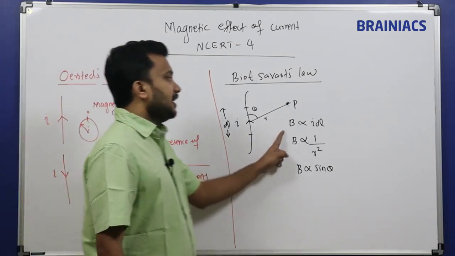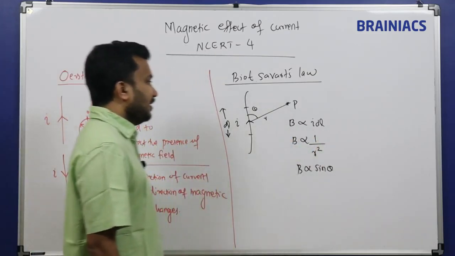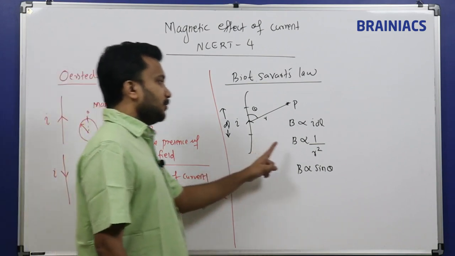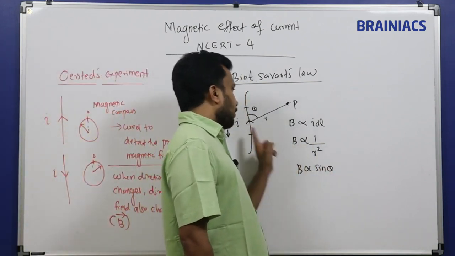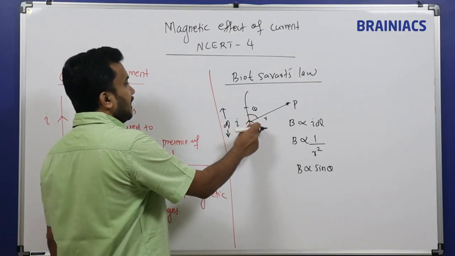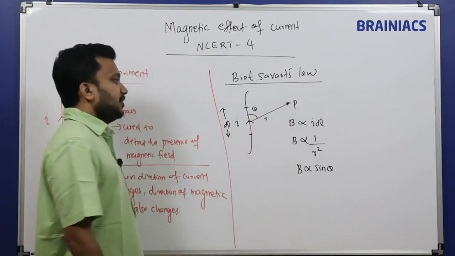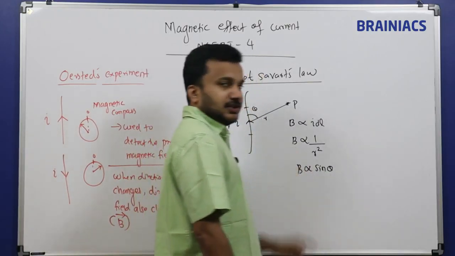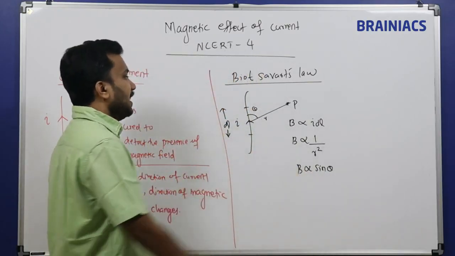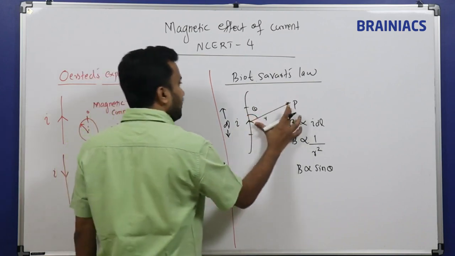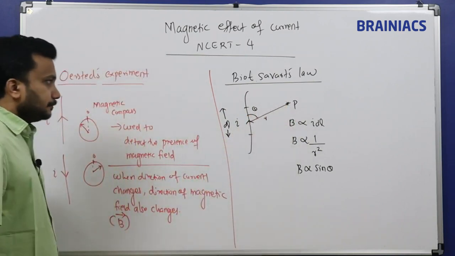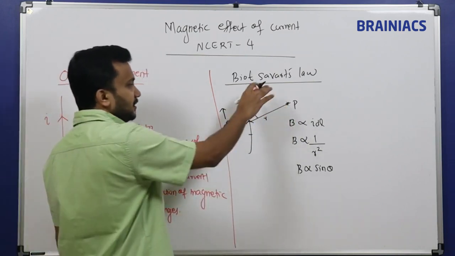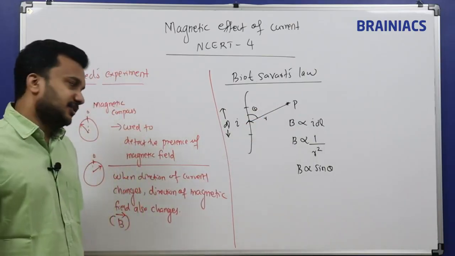So magnetic field is directly proportional to Idl, the current element. Magnetic field is proportional to 1 by r squared, the square of the distance between the current element and the point where I am measuring the magnetic field. And magnetic field is directly proportional to sine theta, where theta is the angle between the current element and the vector r. Okay, this is what the law states. This law is given in 3 statements.